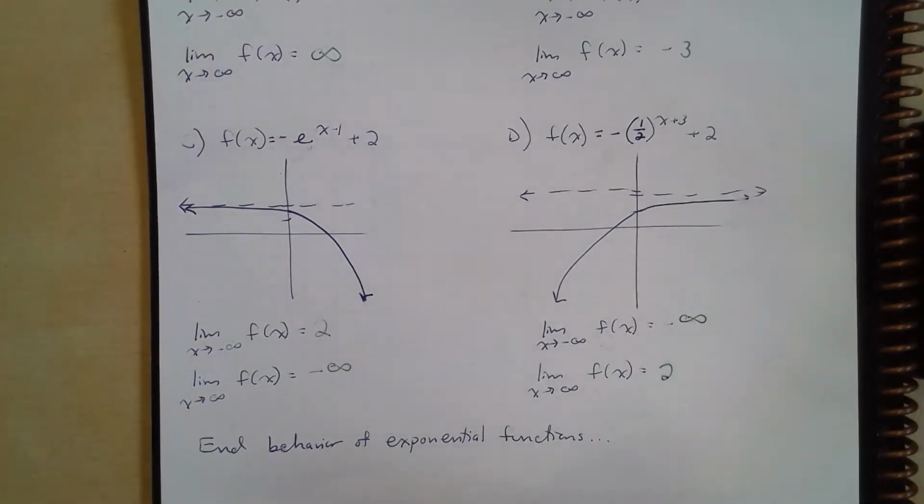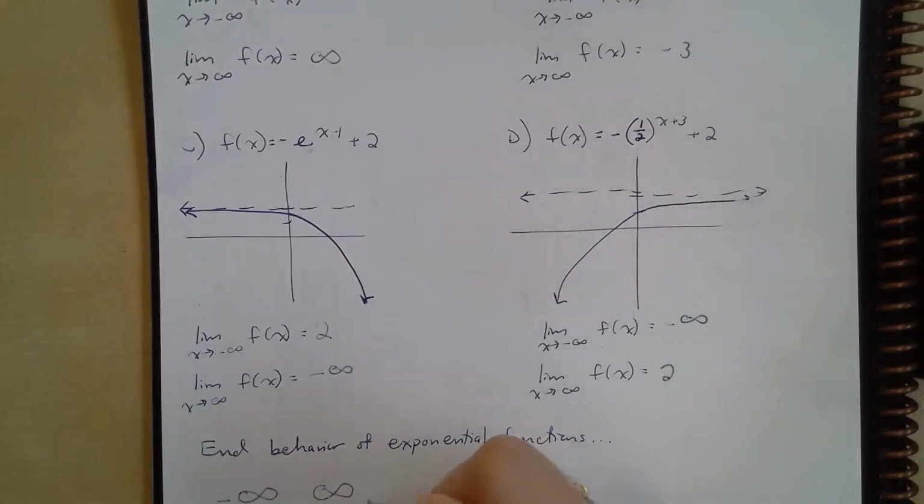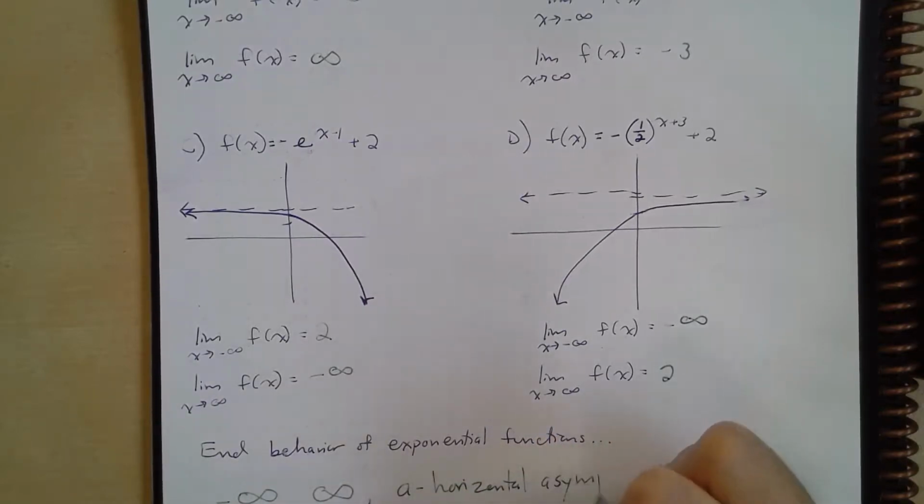Well, if we look here, there are three things that happened. Either our end behavior went towards negative infinity, or our end behavior went towards infinity, or our end behavior went towards a horizontal asymptote, which I'm going to call A. Went towards A, our horizontal asymptote. So horizontal asymptote.